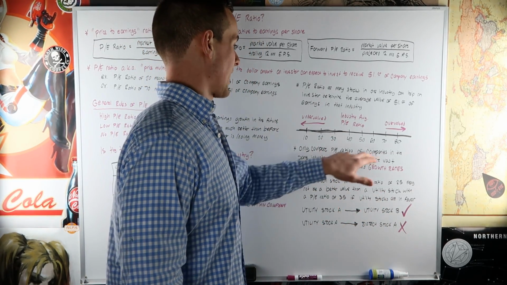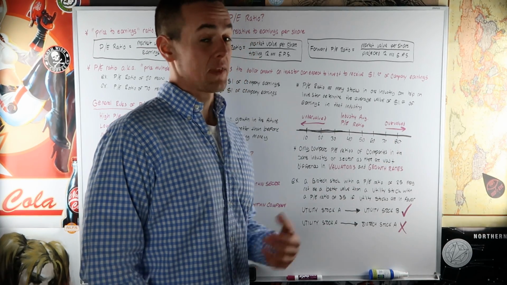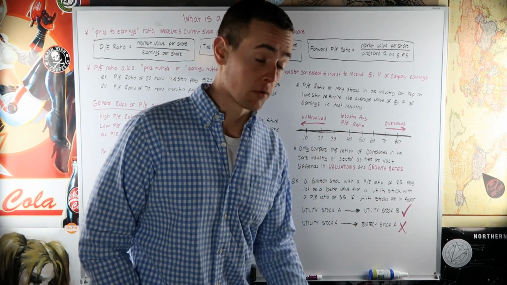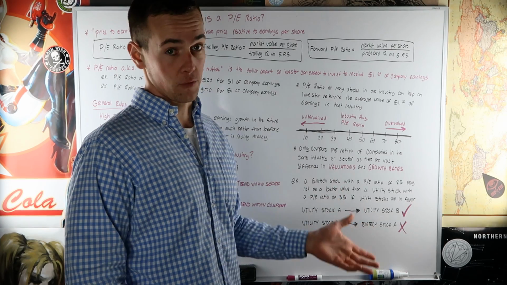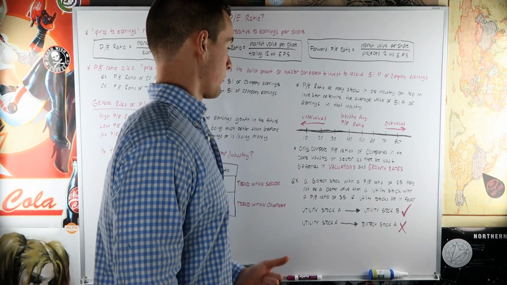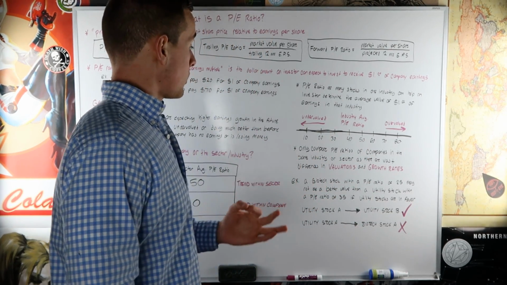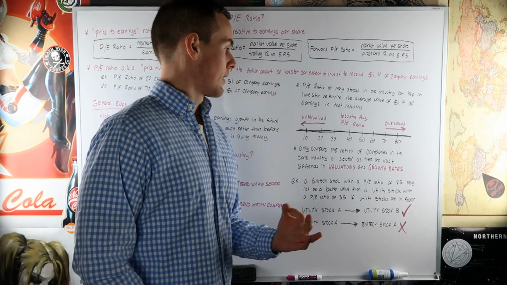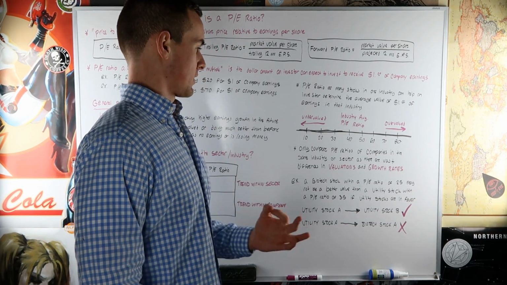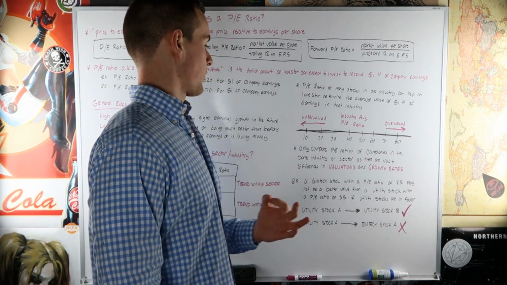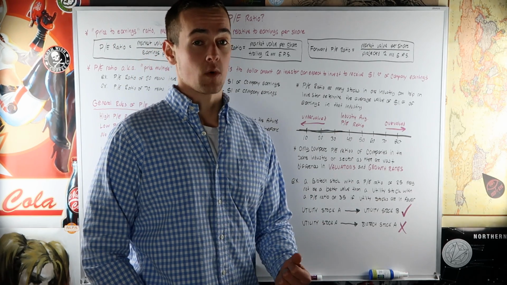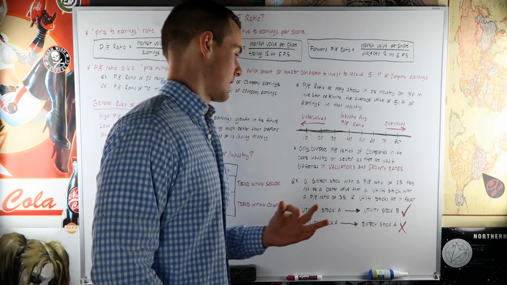And then if there was a stock that had a PE ratio of 75, that would be a stock that would likely be overvalued based on the industry average price to earnings ratio. So like I said, you only want to compare PE ratios of companies in the same industry or sector, as there is a vast difference in valuations as well as growth rates. So here's an example of that.